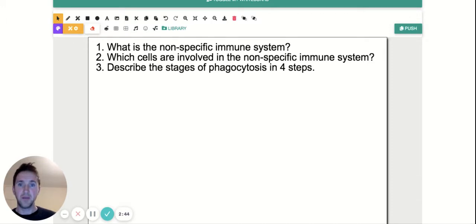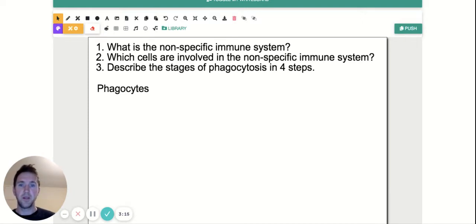And the cell that you need to know about that does that is the phagocyte, if I can spell it right. Phagocytes. Remember from revision video 1, or you should remember just in general, that they are a type of white blood cell. And the process they carry out is phagocytosis. That's how they destroy the pathogen.